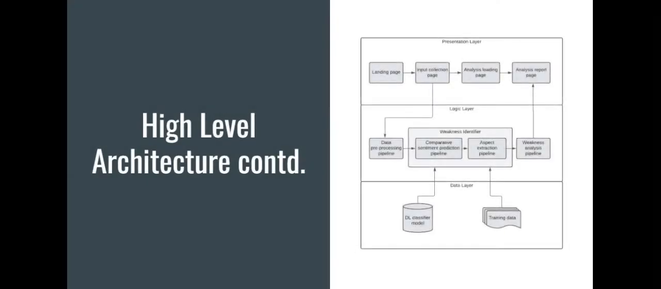In the logic layer, first the input will be passed through the data preprocessing pipeline to prepare the data for analysis. Then it will be passed into the weakness identifier, where the comparative opinion is predicted out of a given comparative sentence and then passed into an algorithm that extracts the comparative keyword. Finally, it analyzes the outputs of the two previous pipelines to determine if a particular product is positive or negative when compared with its competitor, and determine the compared aspect.